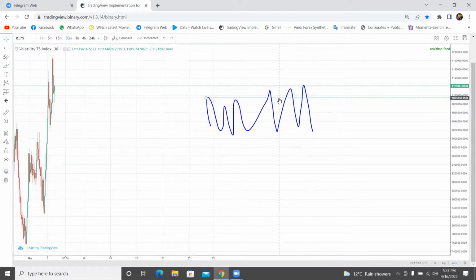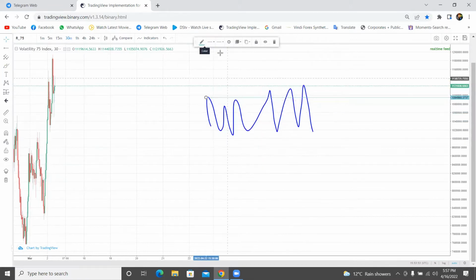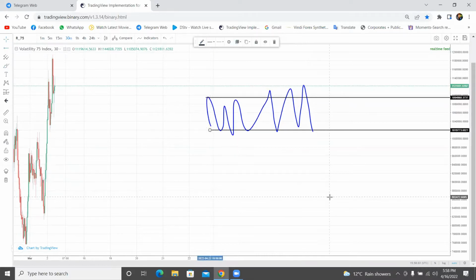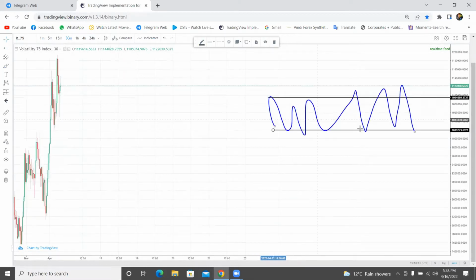This is my trend line. Where's the toolbox come out? Toolbox. This is my trend line. This is your trend line, and you are finding the support and resistance. You understand? You find the support and resistance on this market. These black lines are support and resistance of yours.